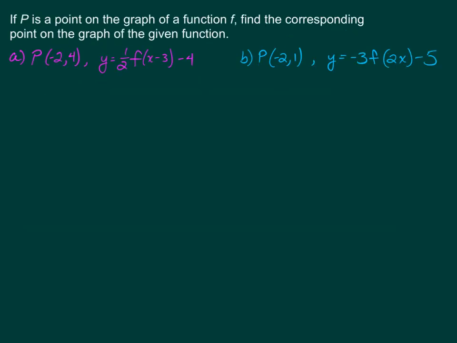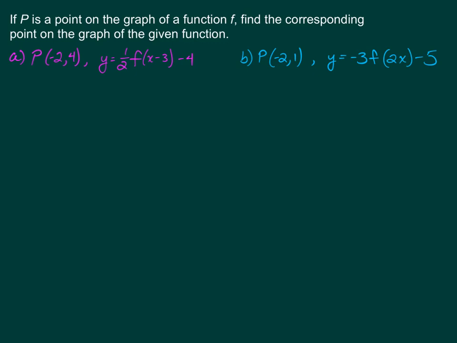If P is a point on the graph of a function, find the corresponding point on the graph of the given function. P is a point on the graph of a function f. Find the corresponding point on the graph of the new given function. So in part A, we have a point that is negative 2 comma 4. And this is what the new function looks like. This is y equals 1/2 of the function of x minus 3 minus 4.